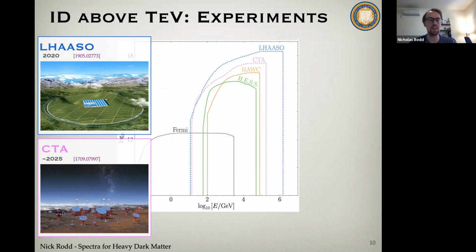CTA is an array of telescopes. There'll be two arrays, one in the northern hemisphere and one in the south. What you can see here in this artist rendition is that there'll be many different sized telescopes. With the smallest telescopes, you can have lots of them and spread them out, and that's how you detect these larger showers associated with the highest energy photons. So CTA can go to higher energies than HAWC. But also, it's going to have a number of large telescopes in the center of the array with large collecting areas.